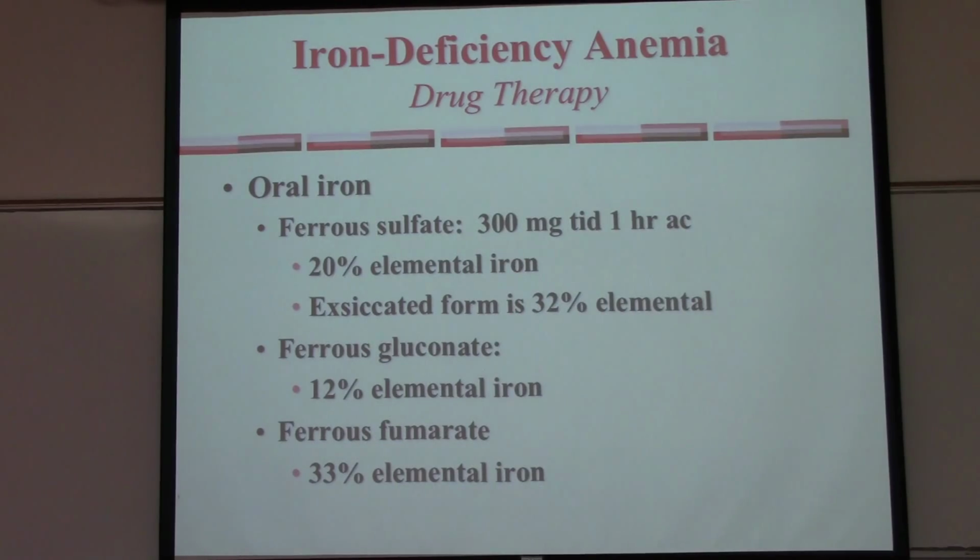A lot of people can't tolerate ferrous sulfate because of the sulfate base in it. There is a form that's broken down a bit that has more iron in it, but it's probably more expensive. Now ferrous gluconate is more tolerable, but it doesn't have as much elemental iron in it. And then ferrous fumarate is 33% elemental iron.